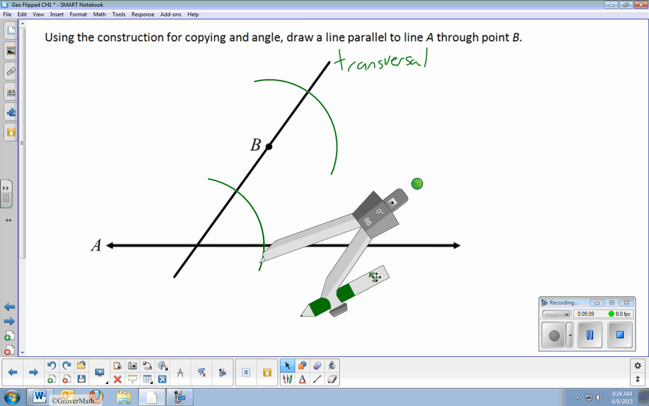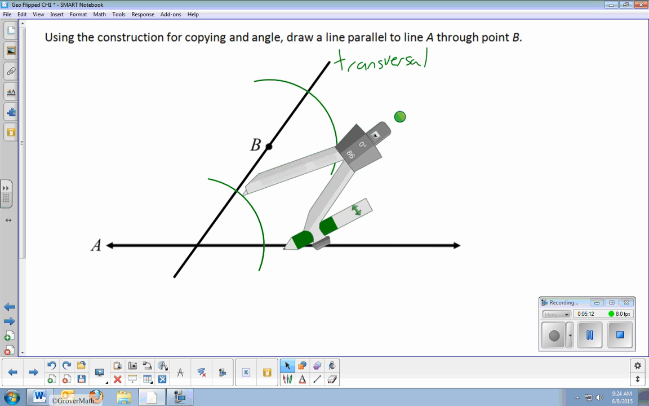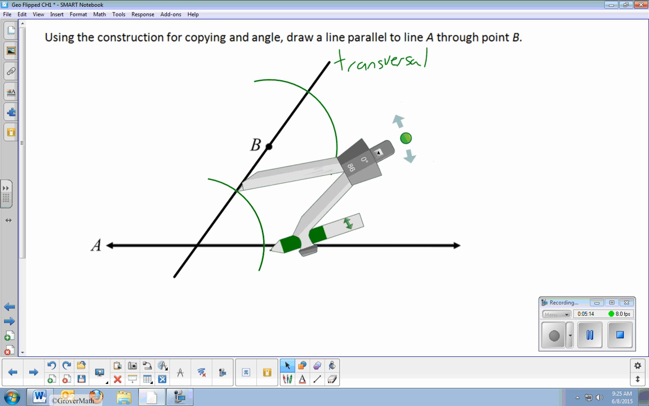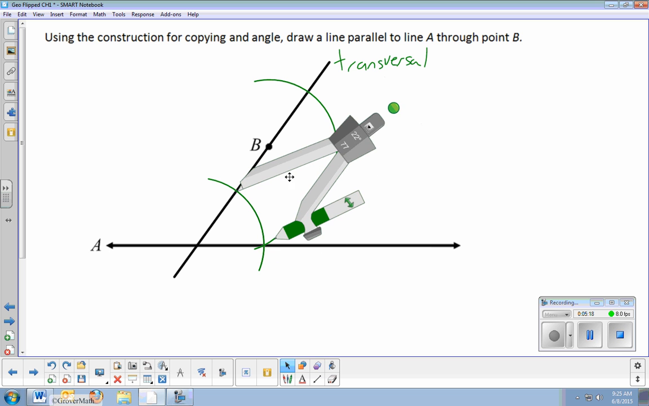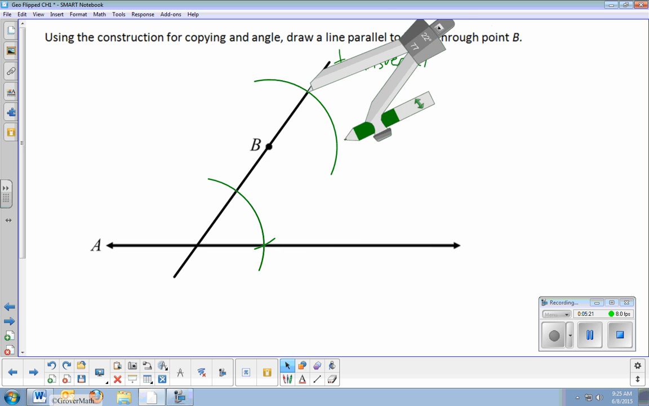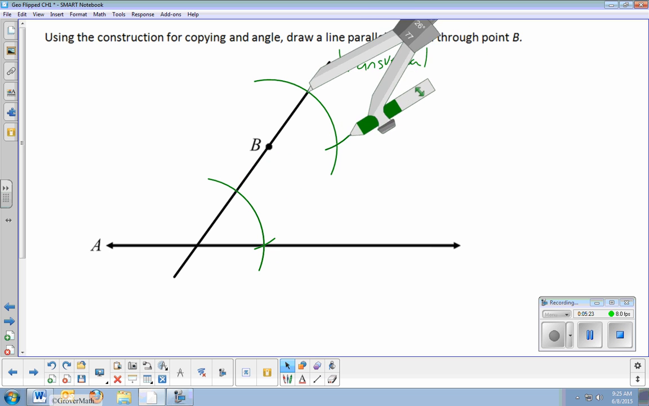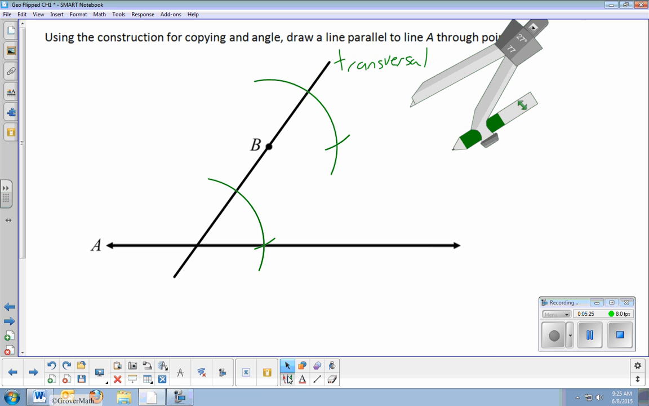Then I'm going to measure the arc of where it crossed the angle. So I'm going to make it a little smaller again. And I'm going to do the same thing over here. And then where all my arcs cross, I'm going to put points. So I have a point here that was created, a point here that was created. And then I'm going to simply connect my dots with a line. And what this did is I just produced parallel lines.